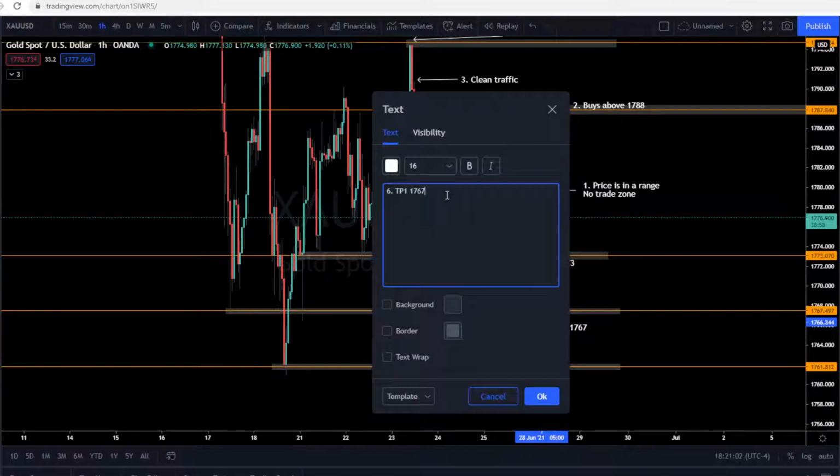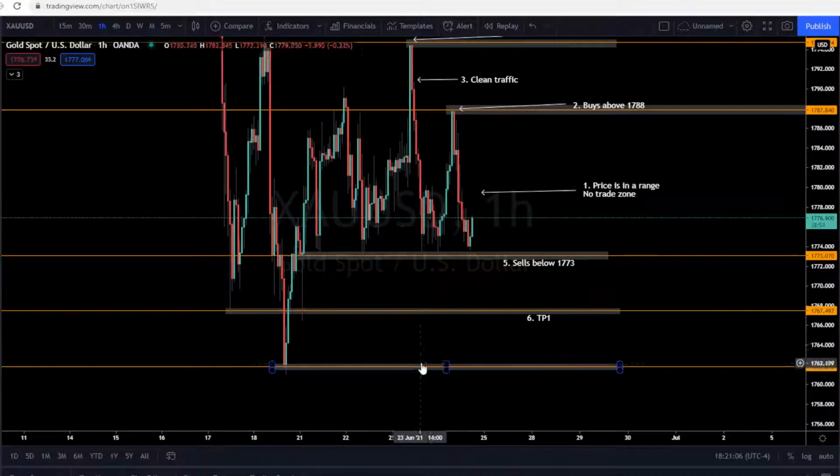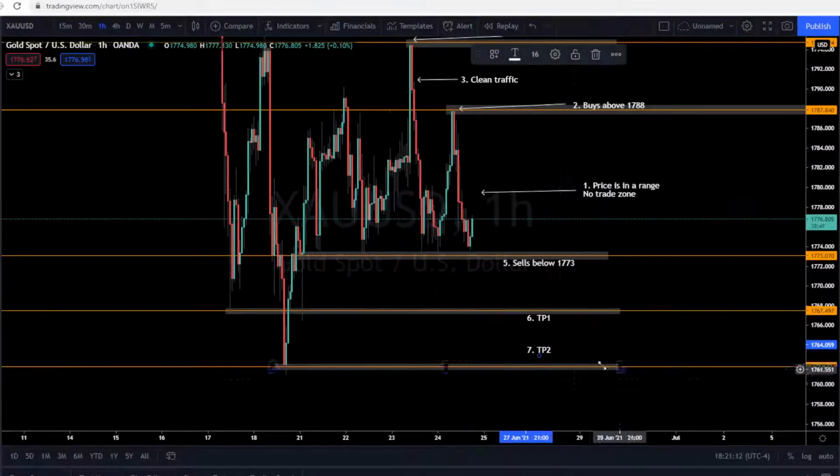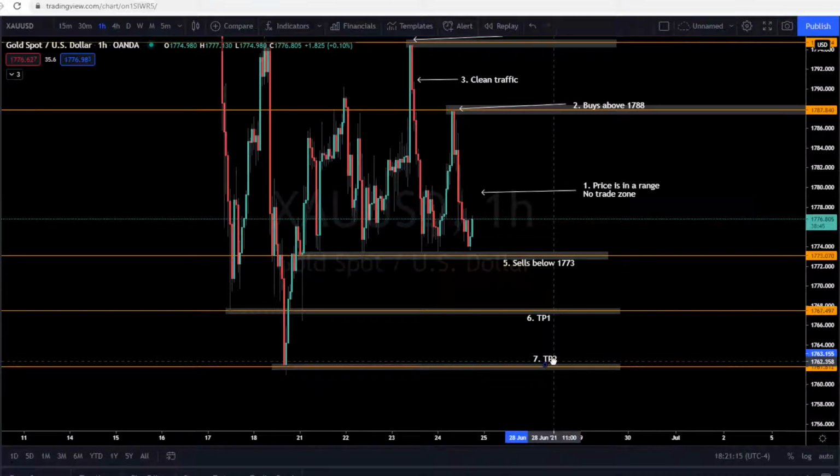Oh, sorry, I didn't mean to leave it. I just usually leave it as TP1. And then TP2 is down here at 1760, 1761. All right, so let's draw the arrows. We're looking for sells below the bottom of the range.